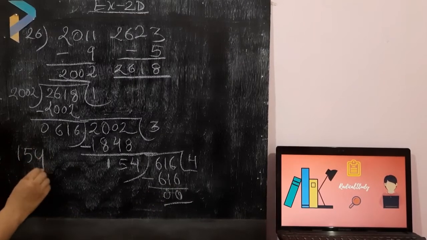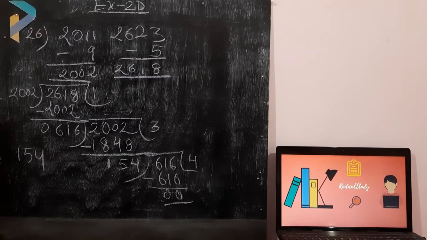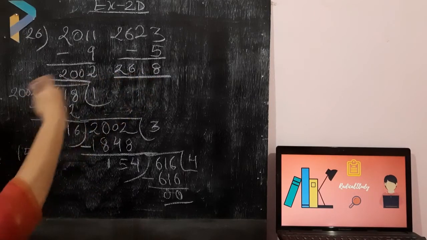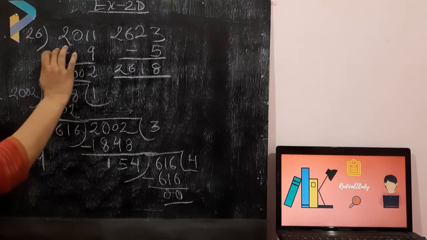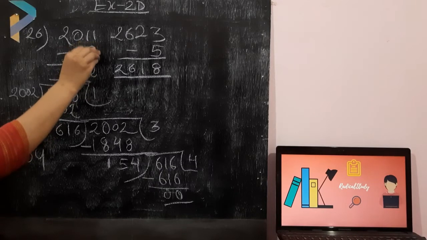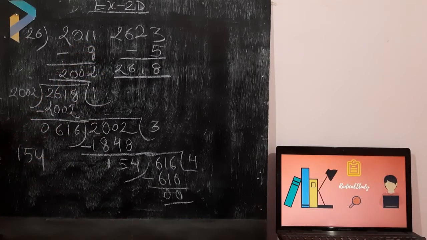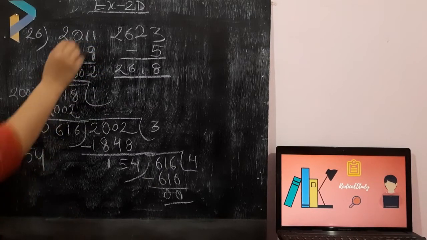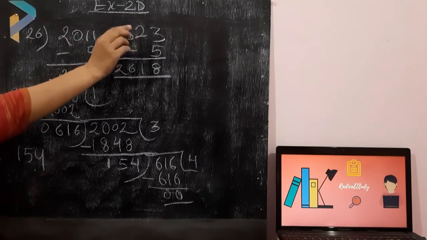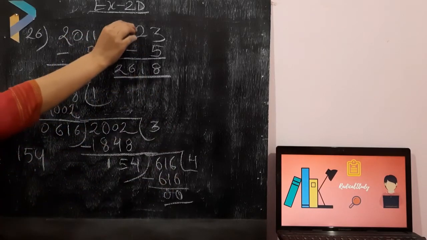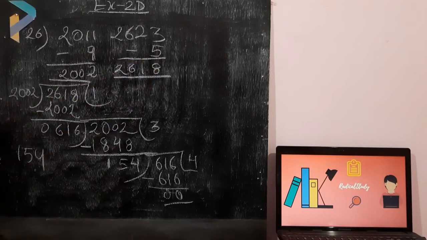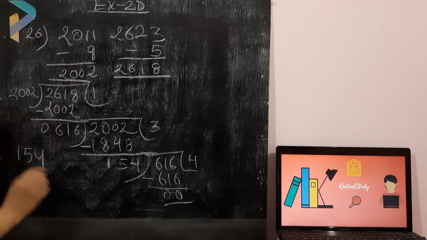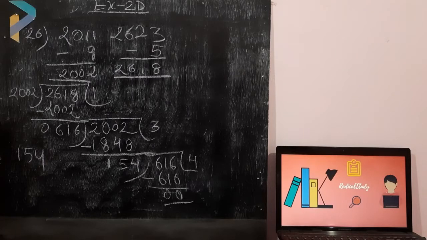So 154 is the greatest number by which we are going to divide these two numbers, and it will give you 9 and 5 as remainders respectively. You have to divide 2011 by 154 and 2623 by 154, and you can check in both the cases the remainder will be 9 and 5 respectively, and this is the greatest number. Now I am going to solve the next question for you, so please pay attention.